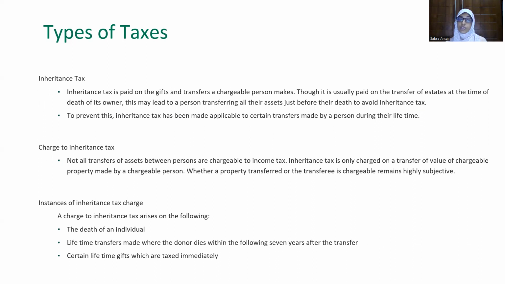Inheritance tax, as I told you, is paid on gifts and transfers by a chargeable person. It is a transfer of something which is chargeable for a person. So it's usually paid on the transferor's estate at the time of the death of its owner. This may lead to a person transferring all their assets just before their death to avoid inheritance tax. To prevent this, inheritance tax has been made applicable to certain transfers made by a person during their lifetime. So inheritance tax is taxed only at death.